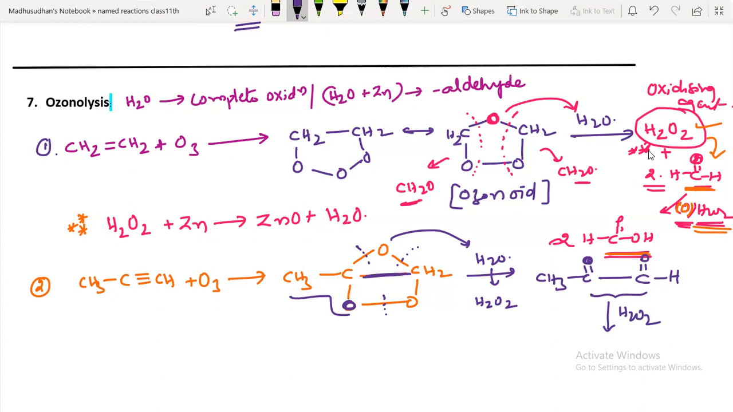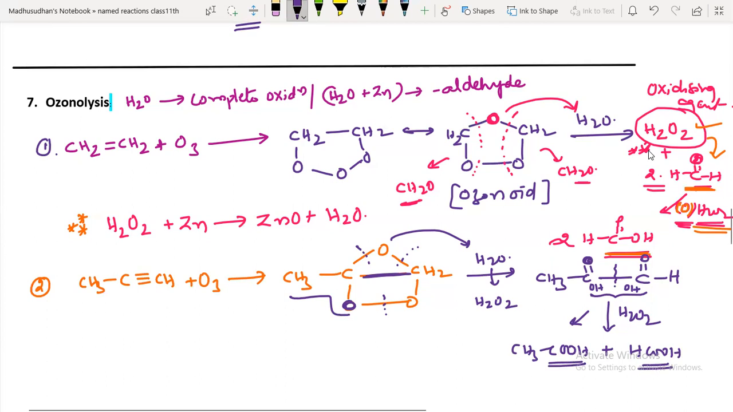What happens guys? Here this CC bond will break down completely. Here one OH, here one OH will add. So what is the product you can expect now? CH3COOH is one product. And what is the other one? HCOOH is the other product. So it is completely converting into acids.